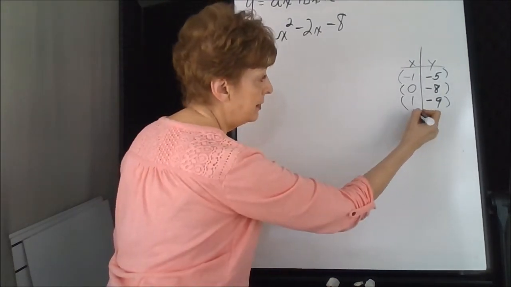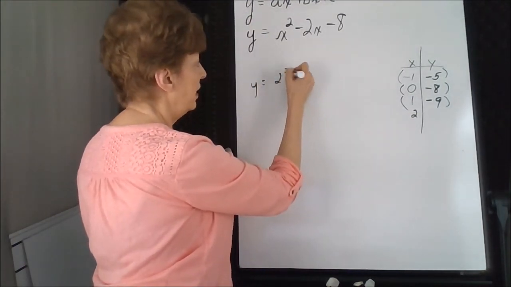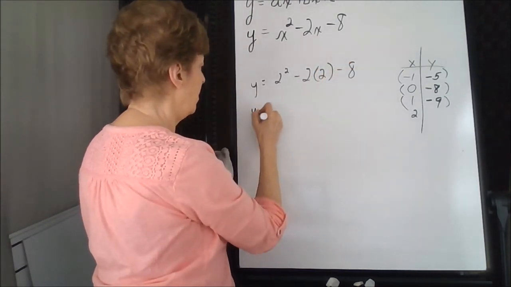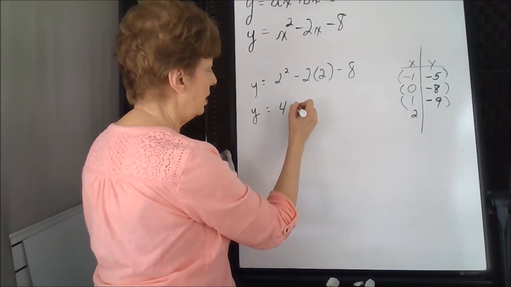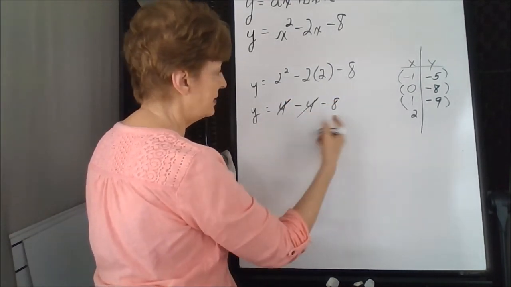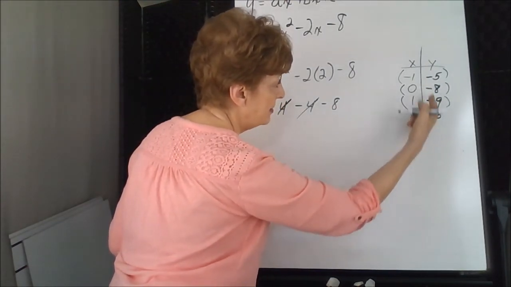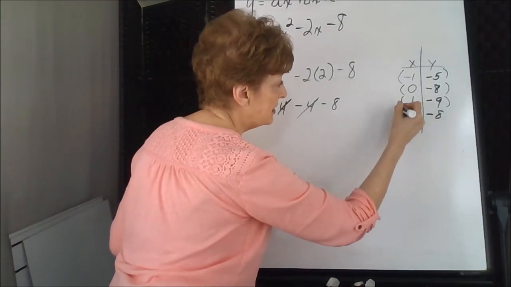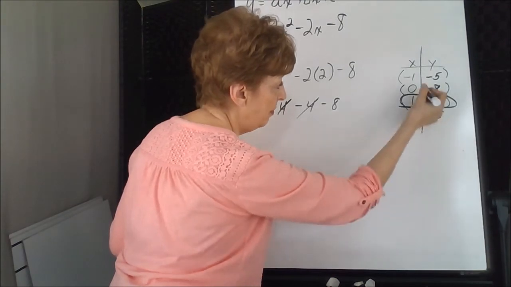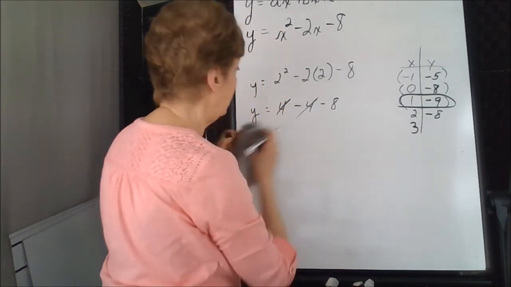So let me go on and I'll try a 2. Y is equal to 2 squared minus 2 times 2 minus 8. Y is equal to 4 minus 4 minus 8. That cancels out. Y is equal to -8. Oh, I did turn already. See, look at these two -8s. That means that my turning point is here. If I were to go to 3, I should expect to hit this -5. Let's see if I do.